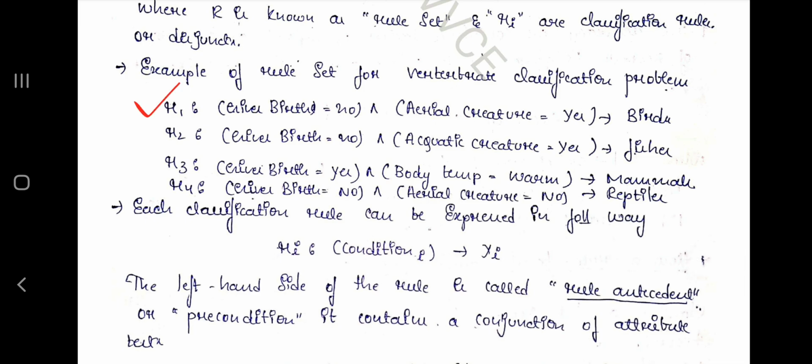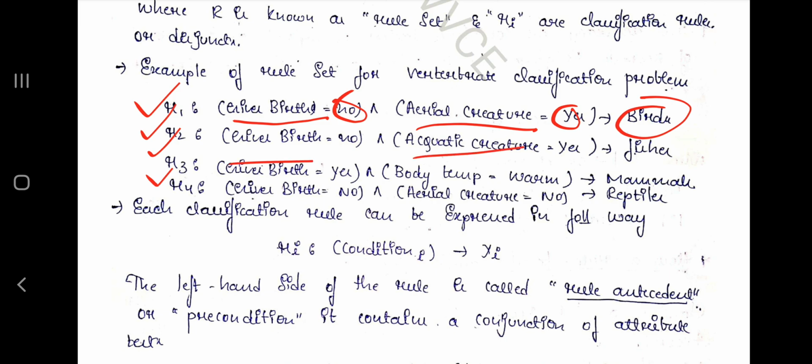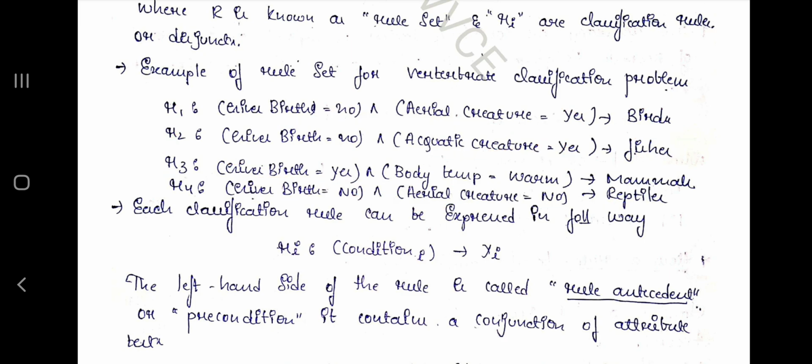Some rules you can define: R1, R2, R3, R4. In that, you do the AND operation. If it gives birth no, and it's an aerial creature yes, if both come together, it is called a bird. If it is giving birth no, an aquatic creature yes, then it is a fish. If it is giving birth yes, body temperature warm, it is a mammal. If it gives birth no, an aerial creature no, it is a reptile. Like that you can define sample rules, like 3 or 4 rules.